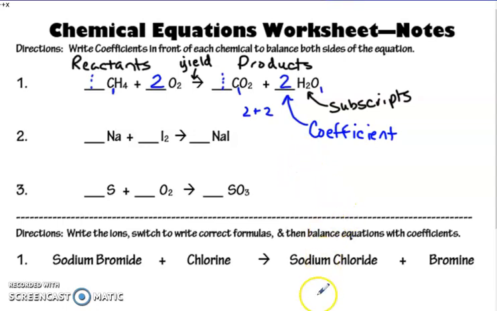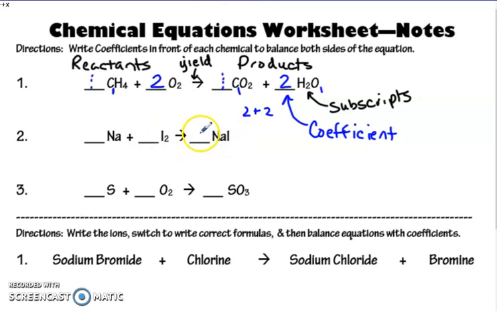Okay, that's fine. So let's look at the next one. We've already got the formulas all written out for us. That's so nice. So we've got 1 sodium, 1 sodium. 1 I, 2 I's here. So what can I do? I can't put a 2 here. No. This formula is sodium iodide. It's got a +1 and a -1. They did the switcheroo already.